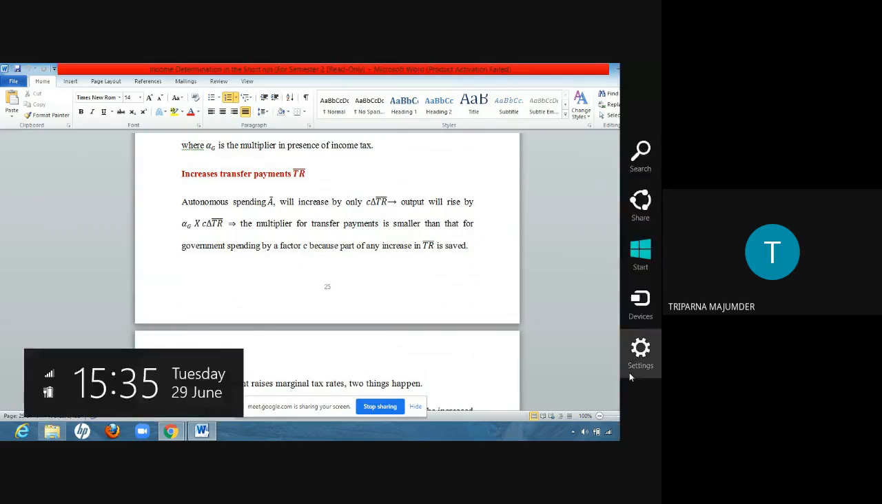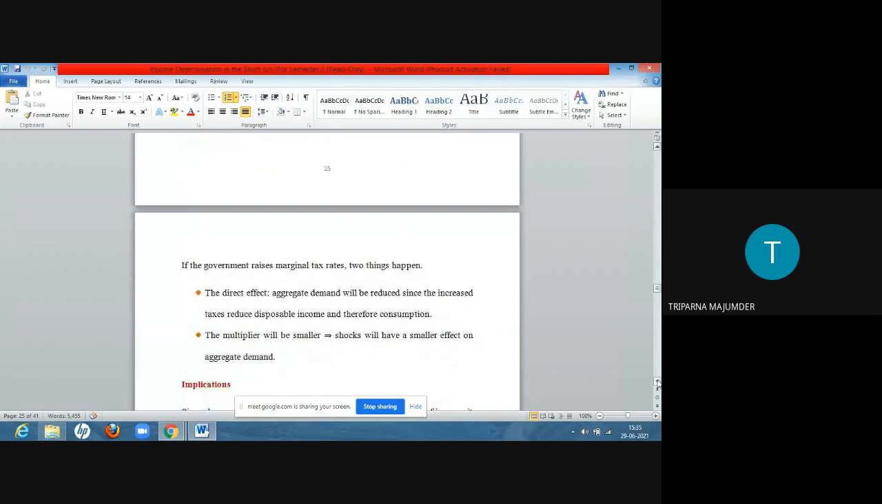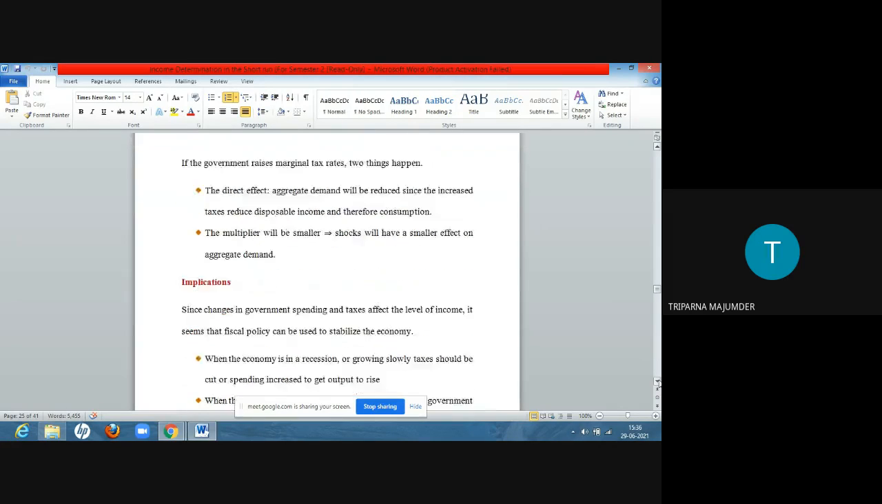So we see that if the government raises marginal tax rates, two things happen. The direct effect is that aggregate demand will be reduced, since the increased taxes reduce disposable income and therefore consumption, and the multiplier will be smaller, which implies shocks will have a smaller effect on aggregate demand.